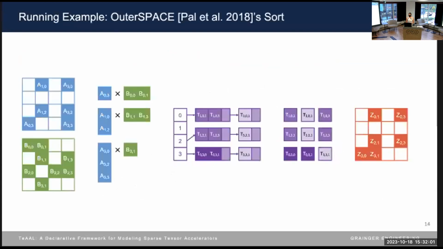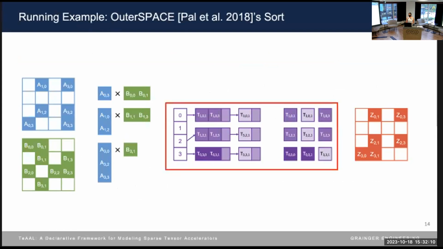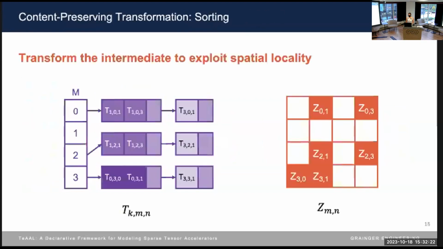Cascades of einsums allow us to separate the specification of outer space into two distinct phases. However, in addition to reduction, during the merge phase, outer space performs a sort of the intermediate tensor. This sort was not evident from the two einsums presented a few slides ago, which brings us to our second set of abstractions, content-preserving transformations on tensors. Let us first understand why this sort is required.